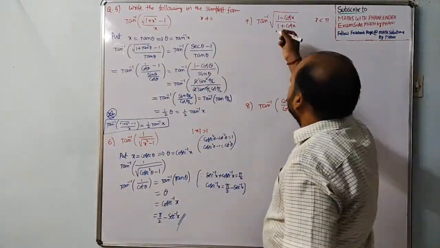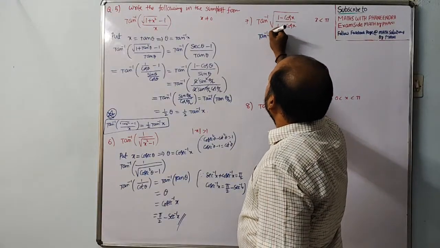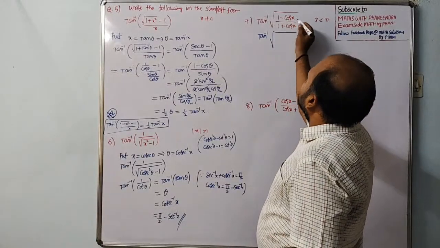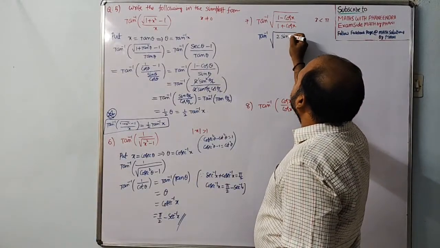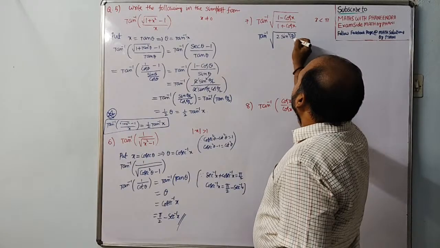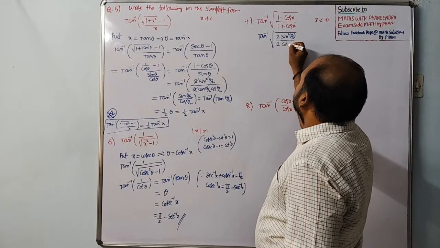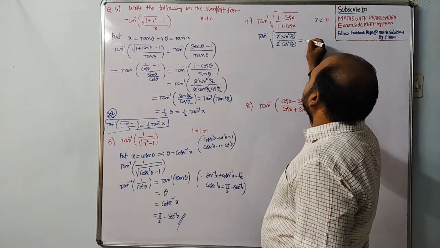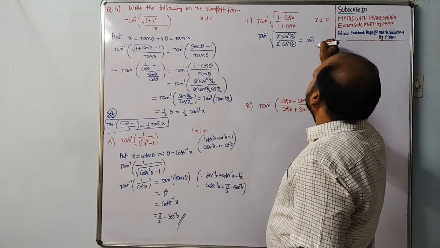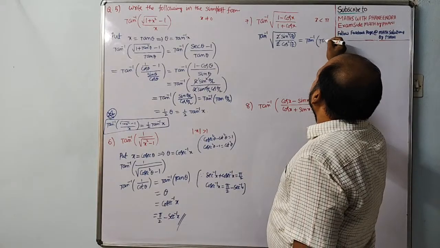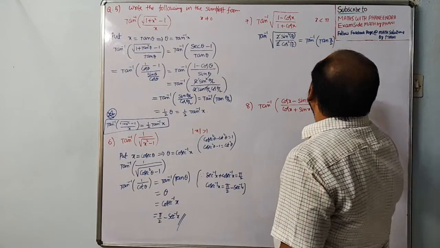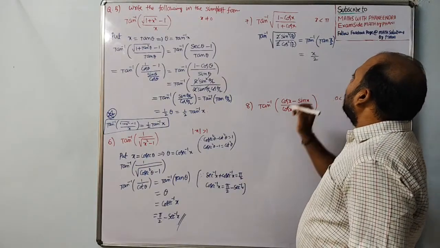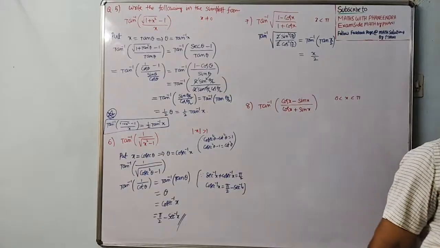Now come to question number 7. Tan inverse of root over 1 minus cos x is 2 sin square x by 2, and 1 plus cos x is 2 cos square x by 2. 2 gets cancelled, square root cancels, it will become tan inverse of tan x by 2. So tan inverse of tan x by 2 is x by 2. Am I right? This is the simplest form.